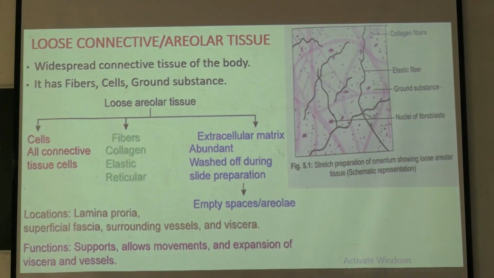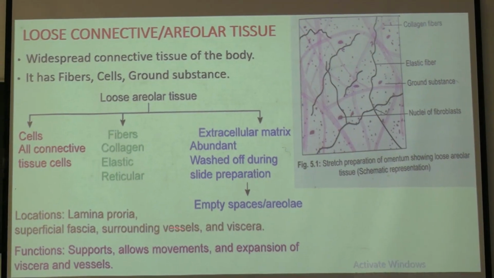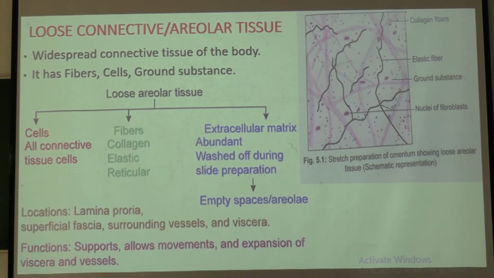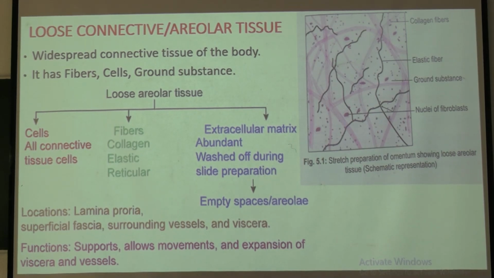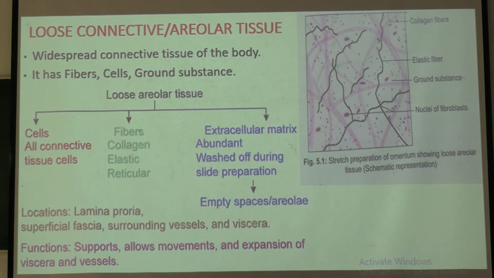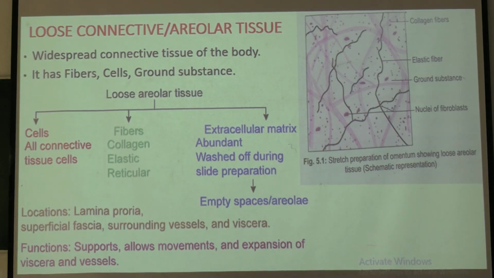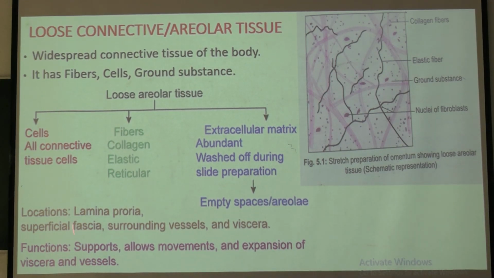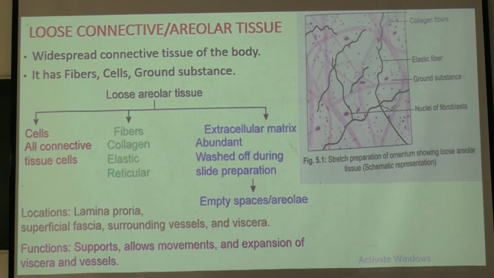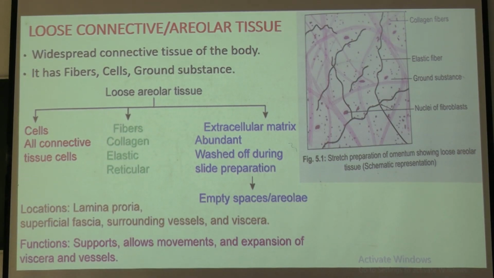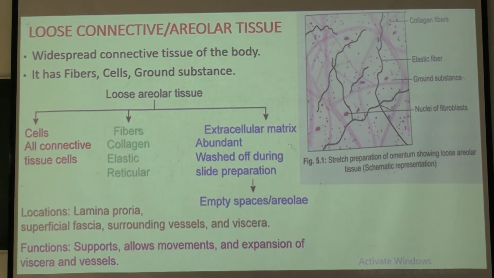So what is the location? Location is important. Lamina propria is present in the walls of the GI tract, respiratory tract, genital tract, and urinary tract. The lamina propria consists of loose areolar connective tissue. Next, the superficial fascia below the skin is also loose areolar connective tissue. Next is surrounding the vessels. Of the three layers of vessels we have known, tunica intima, tunica media, and tunica adventitia, the tunica adventitia is loose connective tissue.